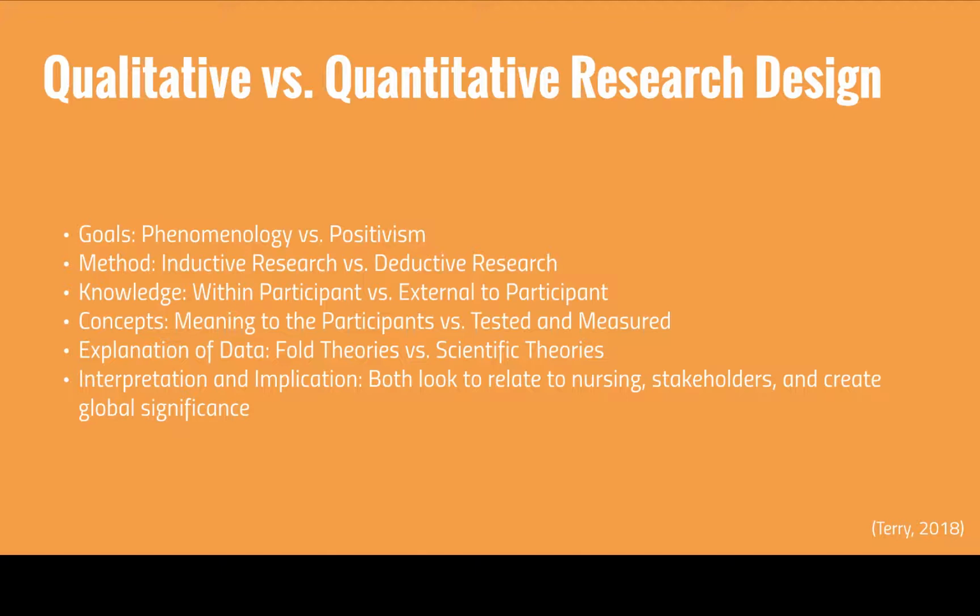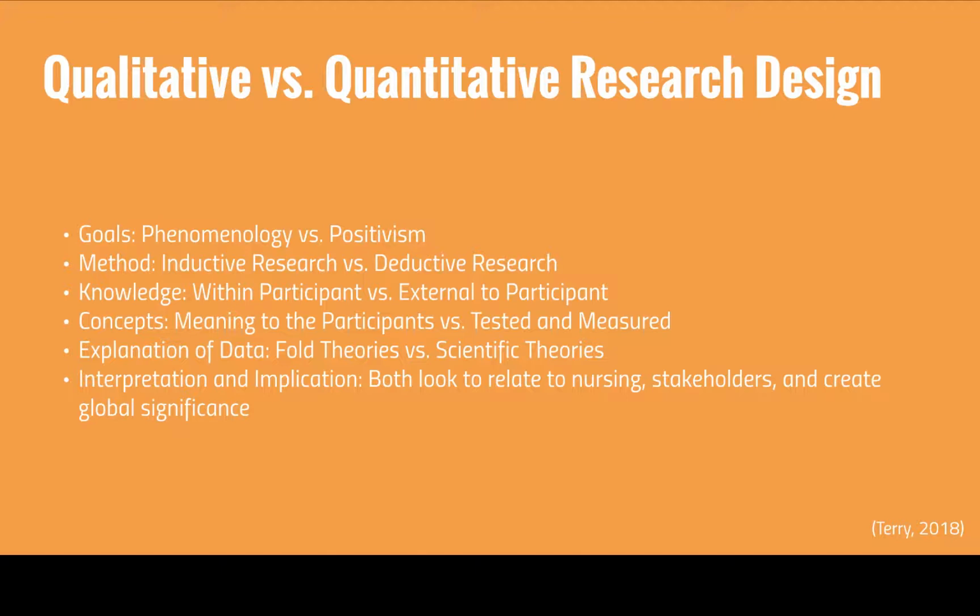Next, it is significant to look at the explanations of the data. Qualitative researchers look to find out what folk theories may be influencing the participants and where that folklore originated, whereas the quantitative researcher looks to scientific theory to explain the data.